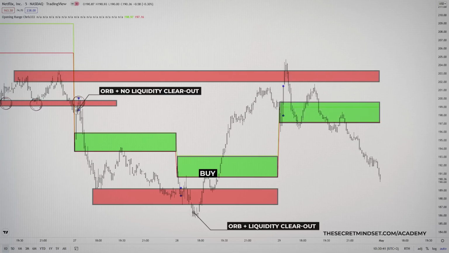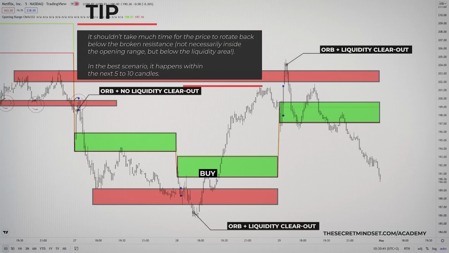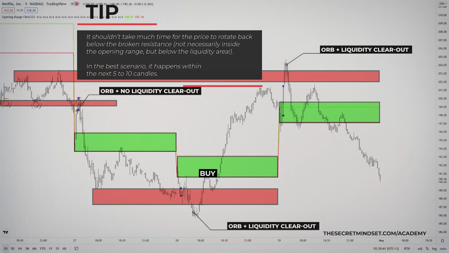Observe the breakout above the opening range and above this major liquidity area. After the liquidity clear out above the highs, the price reversed back inside the range structure relatively quickly. And here's another tip. Timing is key. It shouldn't take much time for the price to rotate back below the broken resistance, not necessarily inside the opening range, but below the liquidity area. In the best scenario, it happens within the next 5 to 10 candles.